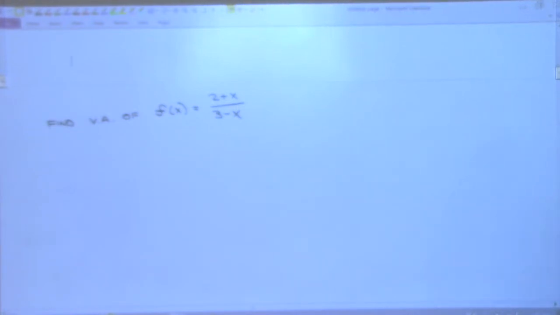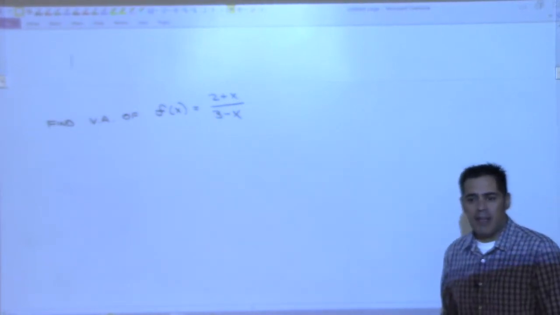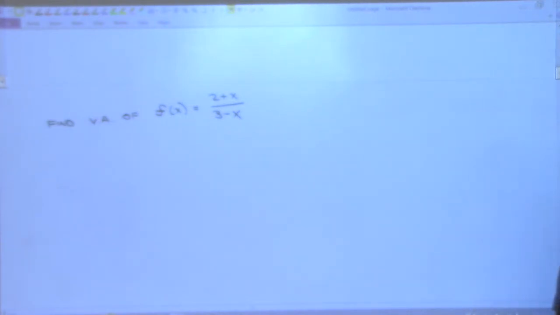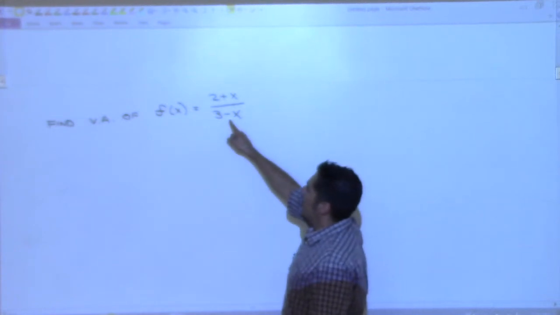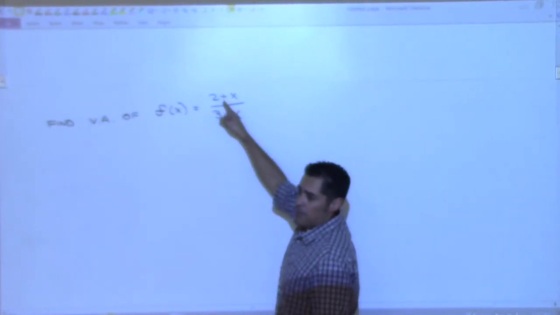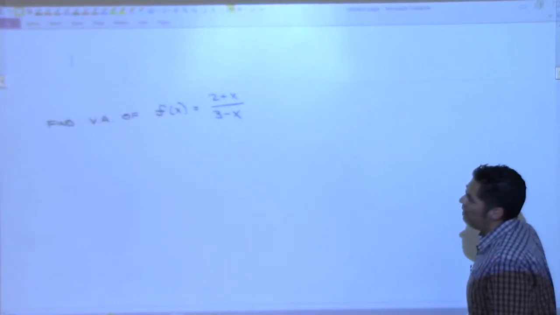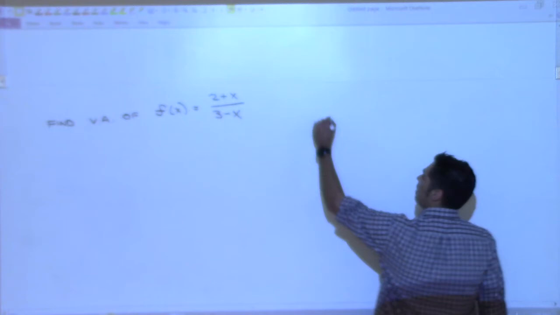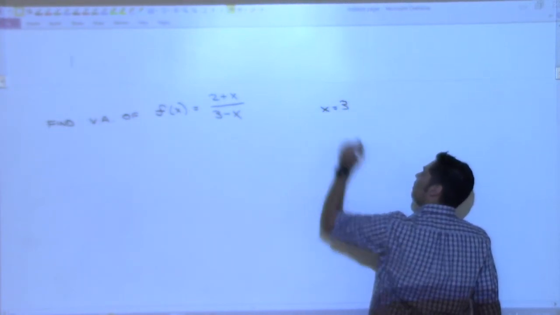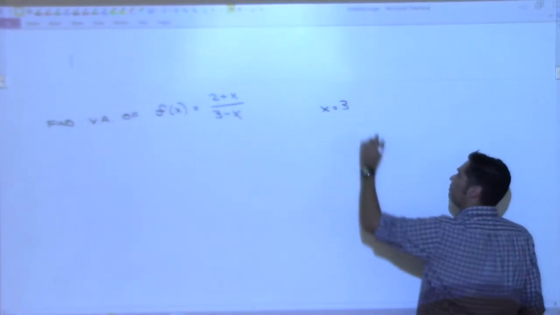Now, we can answer that question without any calculus at all. So how could I determine where the vertical asymptotes of that are? Anywhere where the denominator is 0, right? If we have the denominator being 0 and the numerator not being 0, then we have a vertical asymptote. So where would that happen? At what value of x do we have a denominator 0? At x equals 3. Okay? At x equals 3, we have a vertical asymptote.